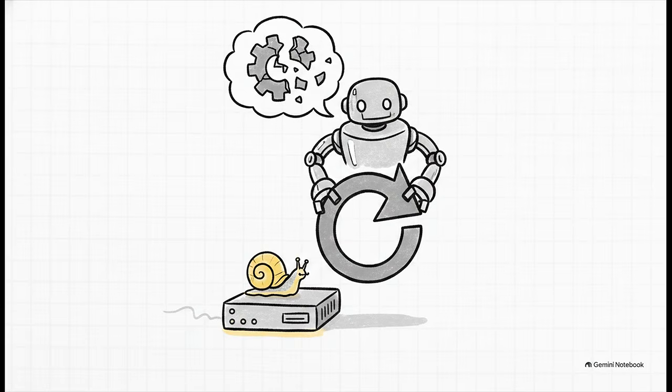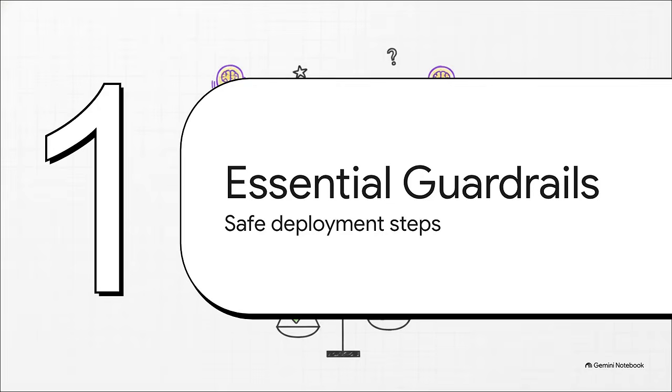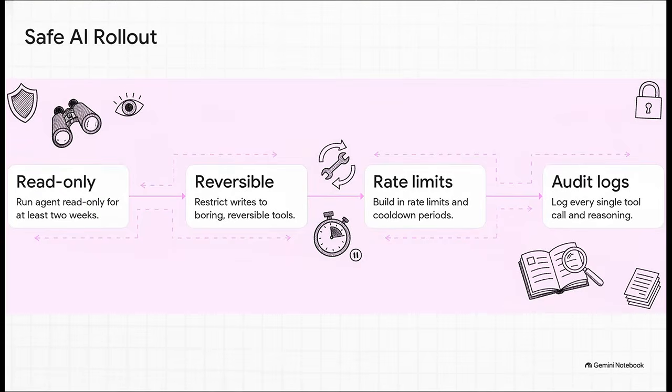All right, part 4, essential guardrails for safe deployments. If you are a DevOps engineer or an SRE looking to safely implement AI operators, this is your hard-won playbook. This ensures you build in strict limitations before you desperately wish you had them. Step 1, do not start with write access. Run the agent read-only for at least 2 weeks just to watch how it reasons. Step 2, when you do allow writes, restrict them to boring, reversible tools. Restarts, not deletes. Bounded scaling, not unbounded.